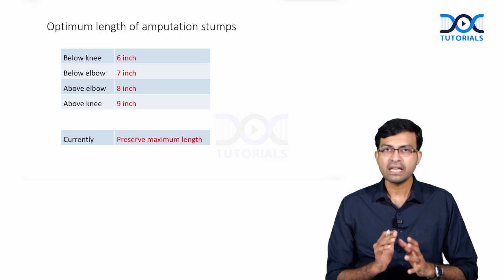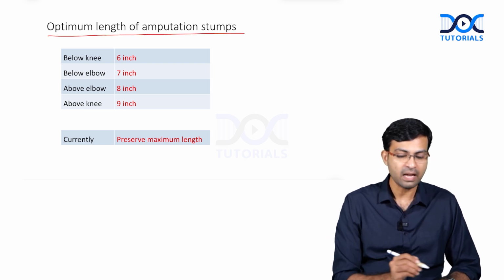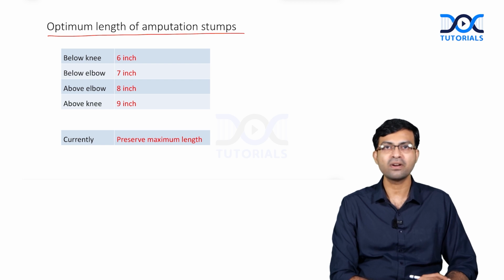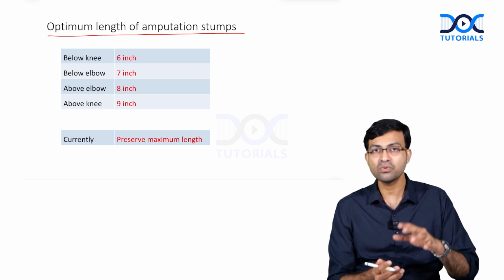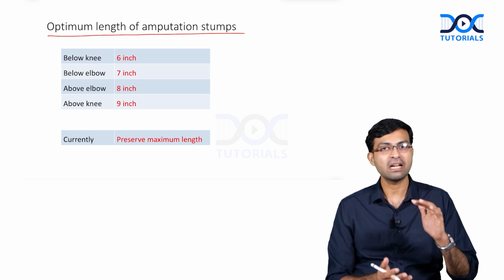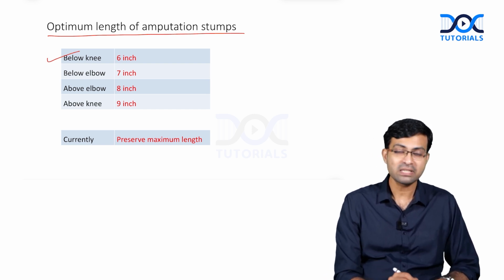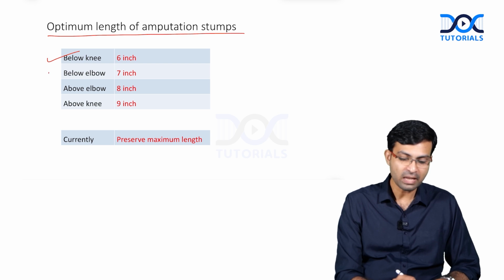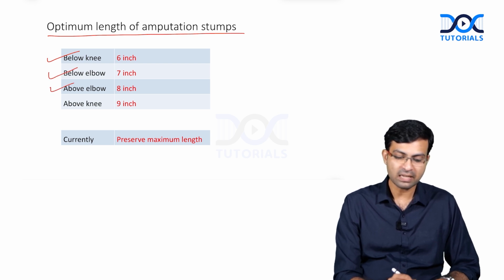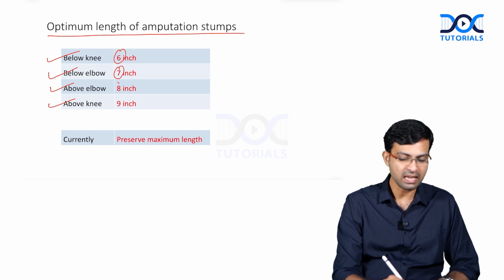Now, whenever you are doing an amputation of a limb, always try and keep an optimum length of the amputation stump. Why is that important? Because if the stump is too long or too short, it will be very difficult for us to design and fit a prosthesis to the limb. So always keep in mind to keep an adequate length of the stump. In the case of below knee, we usually require around 6 inches of stump. Above elbow it is 7 inches, below elbow it is 8 inches, and above knee it is 9 inches. You can remember it like 6, 7, 8 and 9.